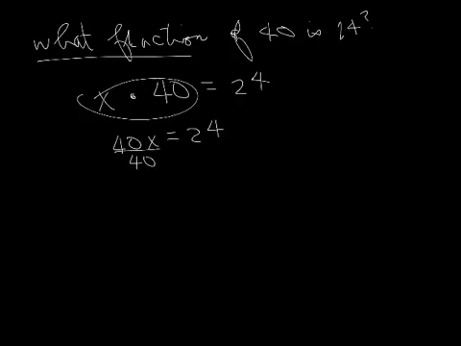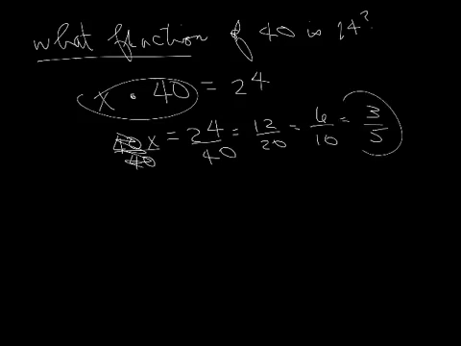Divide by 40. Divide by 40. Those cancel because 40 over 40 is 1. 24 over 40 reduces to 12 over 20. I just cut it in half. That continues to reduce to 6 over 10, and that can reduce even more to 3/5. What did it ask for? What fraction of 40 is 24?